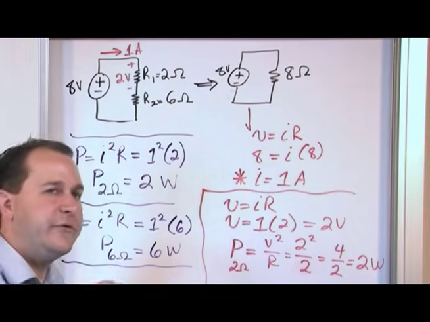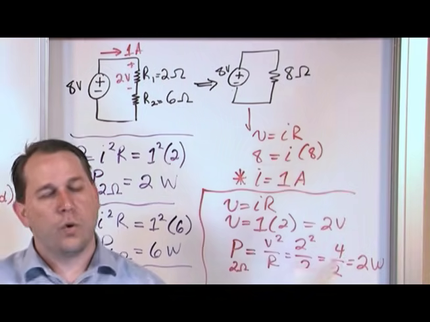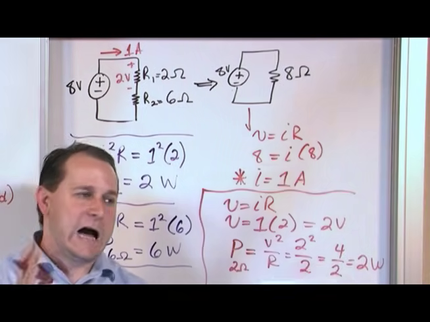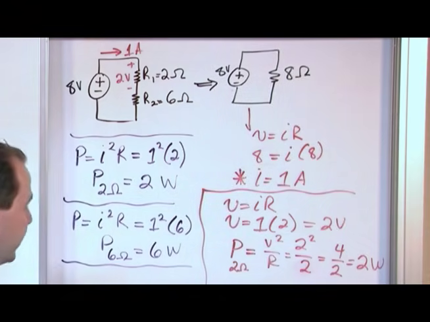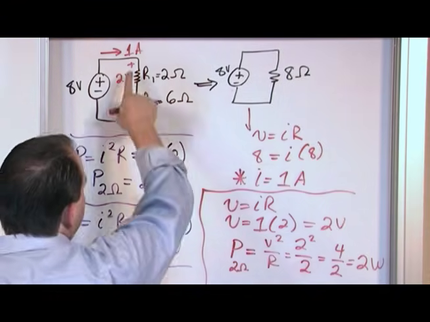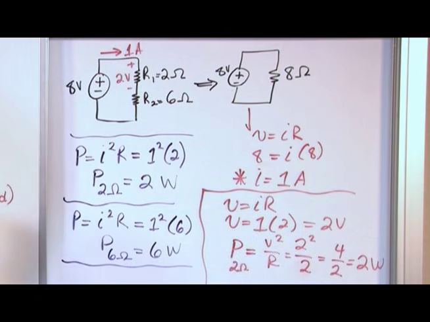You get the same answer either way, whether you use I squared R or V squared over R, or if you just use the regular granddaddy I times V, you get the same value of the power either way. I mean, it makes sense, you should. So in this case, I just used the current to find the voltage drop, and then I used the other relation to calculate that. So that was sort of an aside.